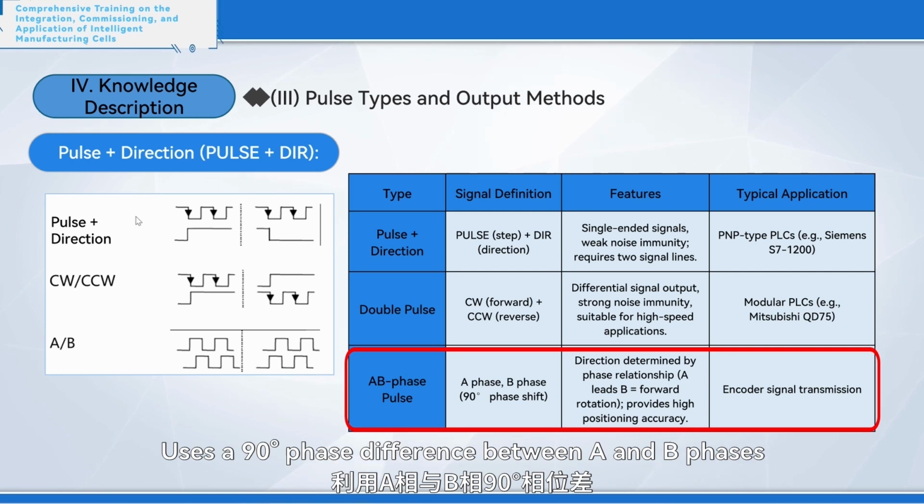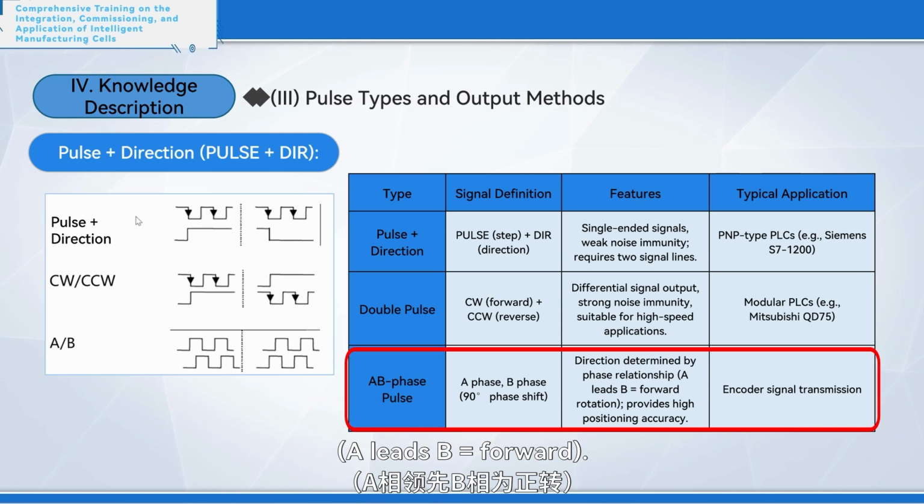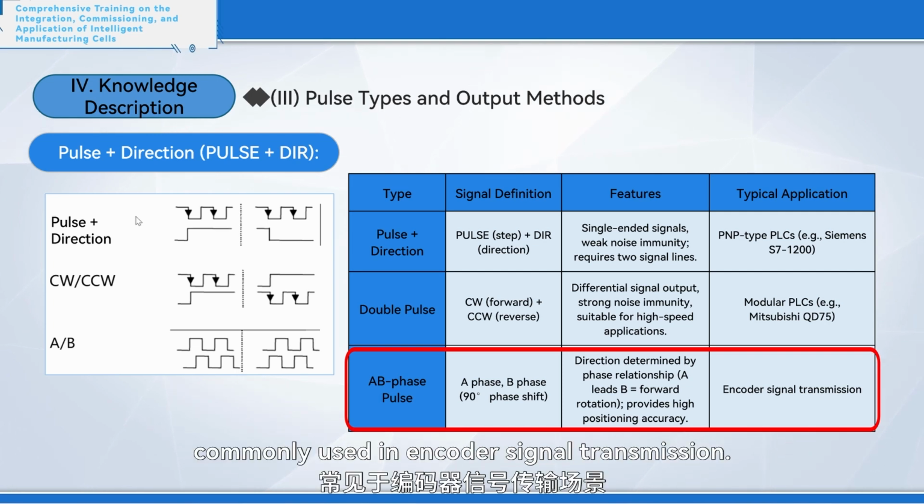AB phase pulse. Uses a 90 degrees phase difference between A and B phases to determine rotation direction. A leads B equals forward. Provides high positioning accuracy. Requires 2 signal lines, commonly used in encoder signal transmission.